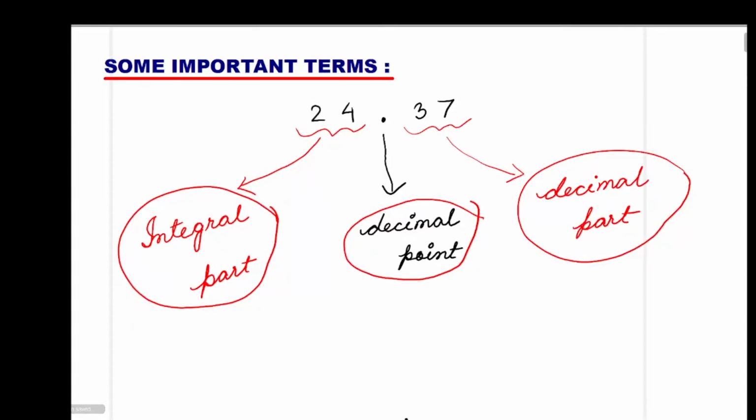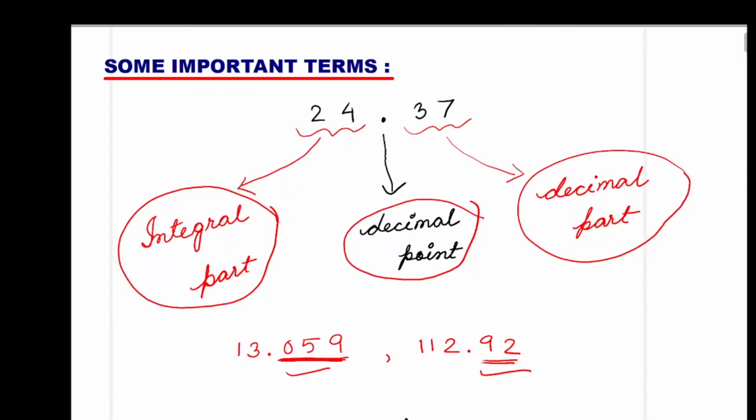Okay, and decimal places. Suppose a number is written as 13.059. After the point, how many digits are there? 3. So this is a decimal number of up to 3 digits. So we have 3 decimal places in this number. Suppose 112.92. Here it has 2 decimal places.